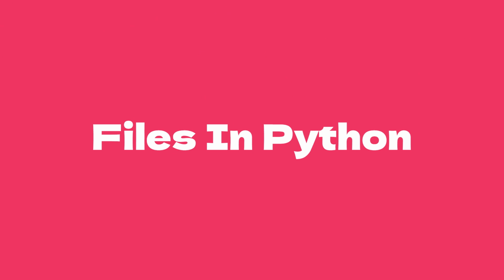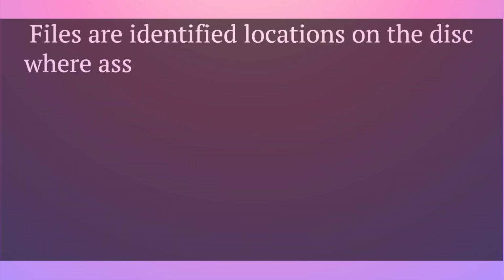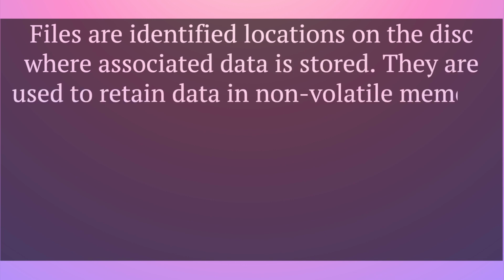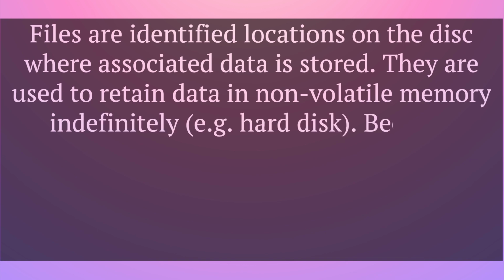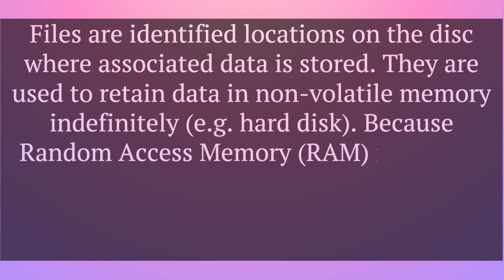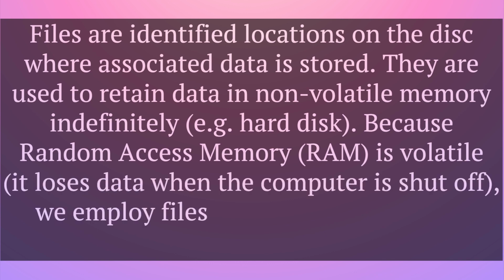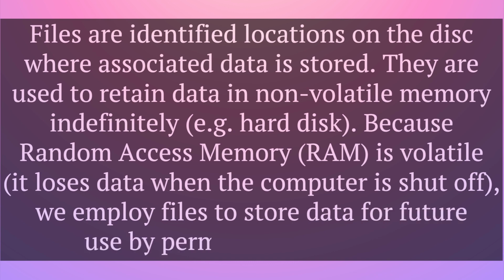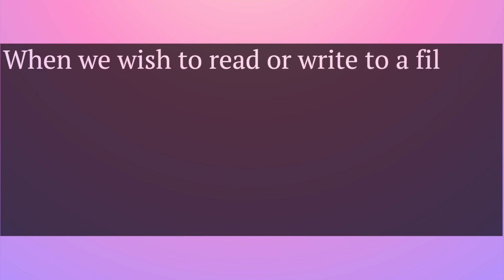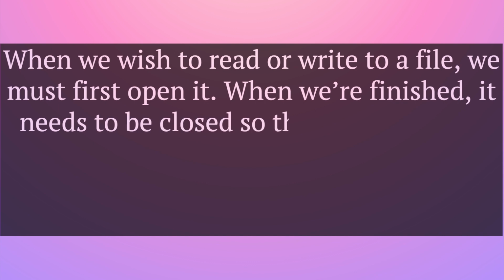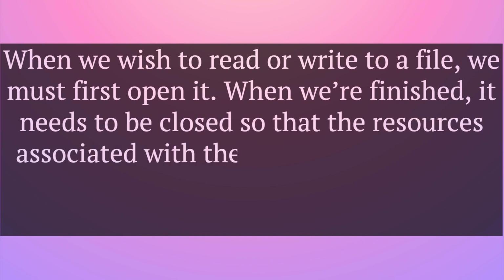Files in Python. Files are identified locations on the disk where associated data is stored. They are used to retain data in non-volatile memory indefinitely, for example a hard disk. Because random access memory, or RAM, is volatile, meaning it loses data when the computer is shut off, we employ files to store data for future use by permanently storing it. When we wish to read or write to a file, we must first open it. When we're finished, it needs to be closed so that the resources associated with the file may be released.